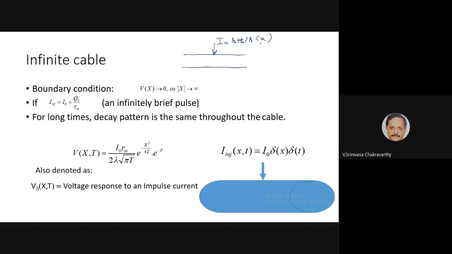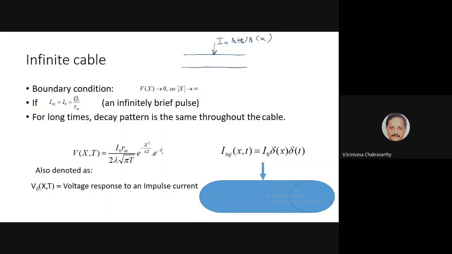That is, I just squirt a little bit of charge into the cable very briefly, very quickly, at time t equal to 0 and space x equal to 0. Then how does the voltage vary? So the answer to that, I'm giving without proof, is this. V of capital X, capital T is equal to I naught Rm by 2 lambda times root of pi capital T, where T is a time variable, times e power minus x square by 4T, times e power minus T.